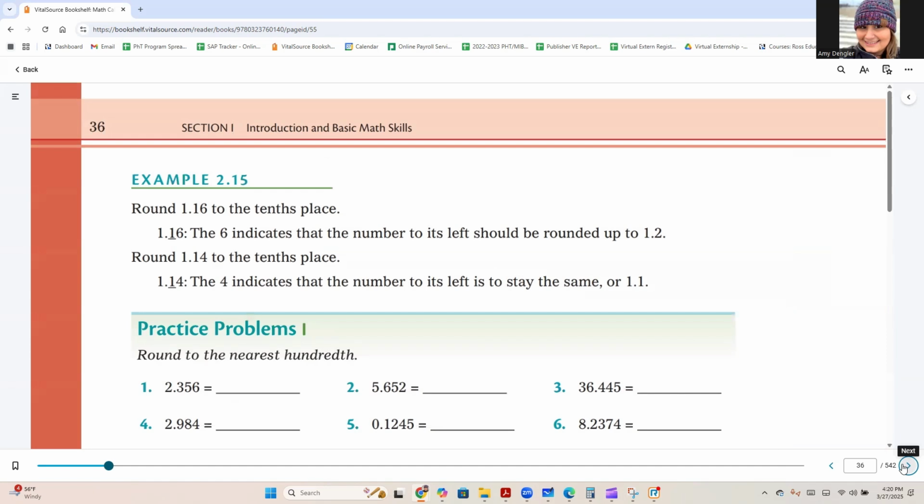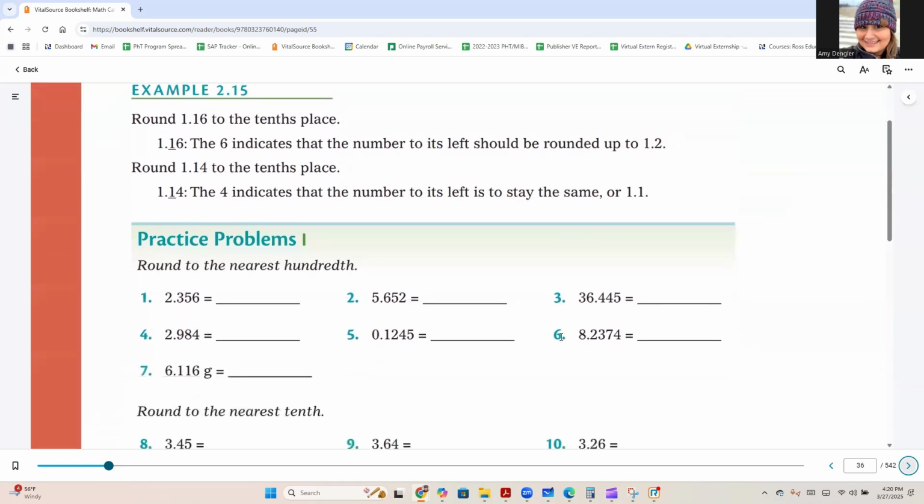All right, so example 2.15, round 1.16 to the tenths place. For 1.16, the 6 indicates that the number to its left should be rounded up to 1.2. Then round 1.14 to the tenths place. 1.14 indicates that the number to its left is to stay the same, or 1.1.